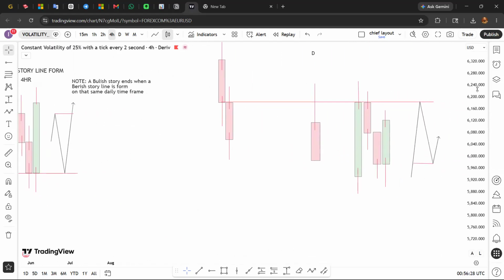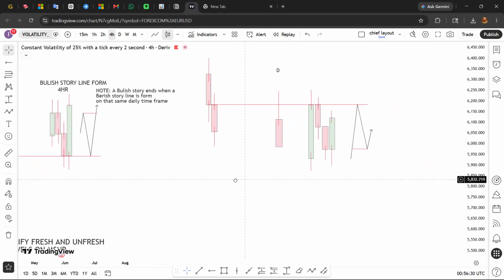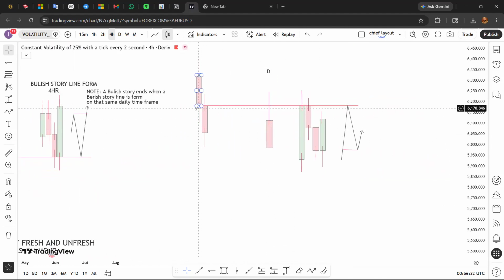And this is my next illustration. You can see that daily is reacting from an open and close key level, and the 4 hour engulfed it and broke. You can see there's a break of structure here. It means that a bearish storyline has been created.